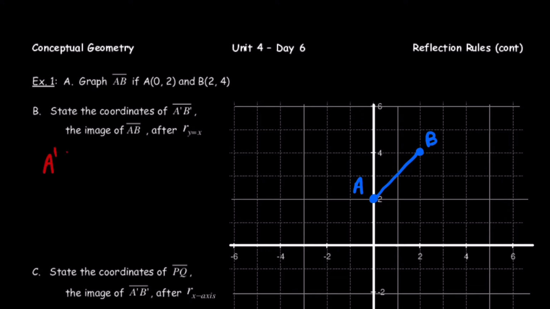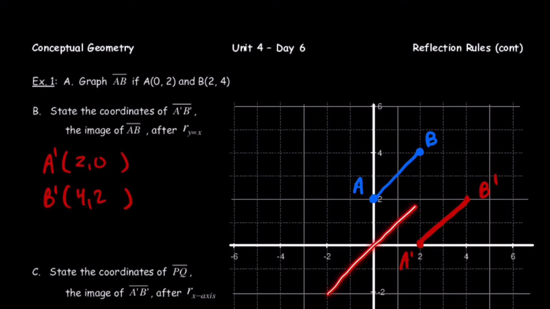So A prime and B prime, what would those coordinates be? Well, for A prime, I'd have to switch these two, so it becomes 2, 0. For B prime, I'd have to switch those two, so it becomes 4, 2. Now, once we have those, I could plot them. So A prime is 2, 0. B prime is 4, 2. And then just connect them. That is the exact same image we had if we were visual and sketched in that line and reflected visually. So there's two approaches you can take here.